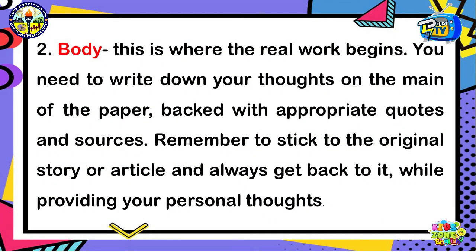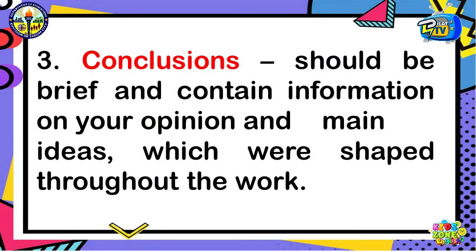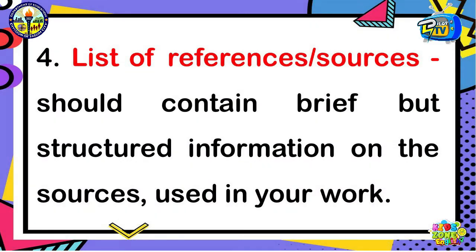Number 2. Body. This is where the real work begins. You need to write down your thoughts on the main ideas of the paper, backed with appropriate quotes and sources. Remember to stick to the original story or article and always get back to it while providing your personal thoughts. Number 3. Conclusions should be brief and contain information on your opinion and main ideas, which were shaped throughout the work. Number 4. List of references or sources should contain brief but structured information on the sources used in your work.